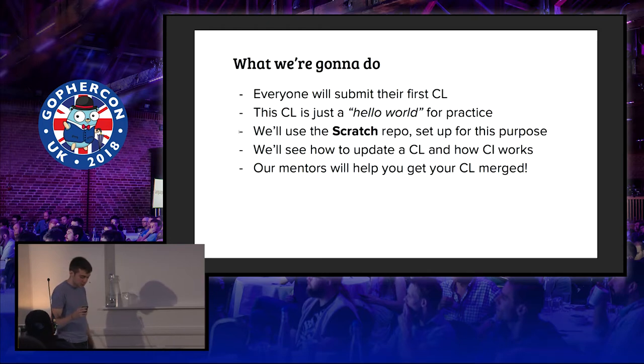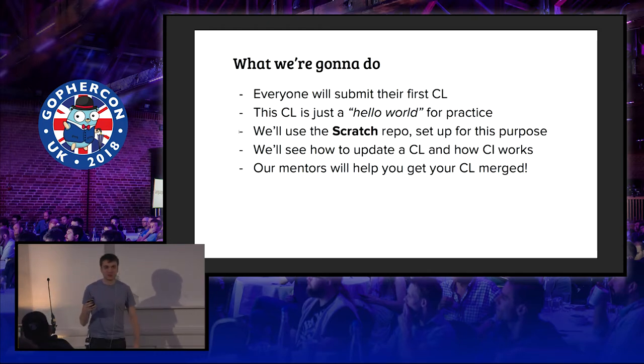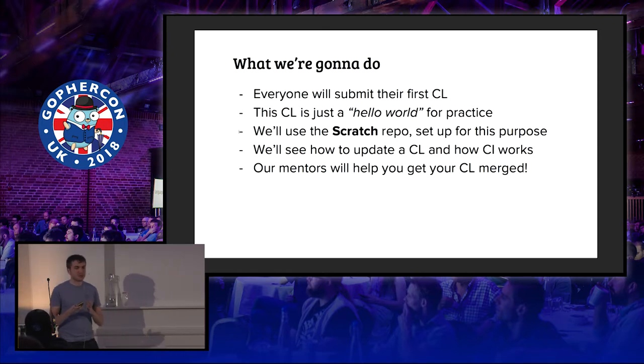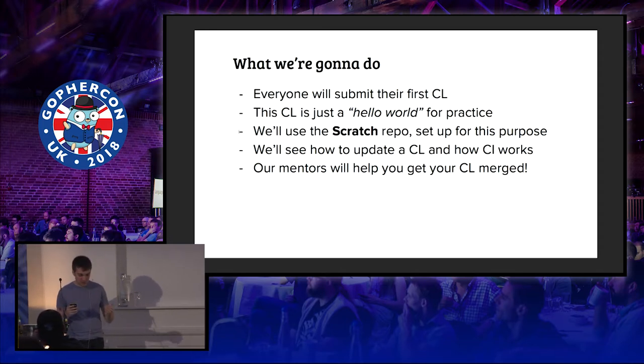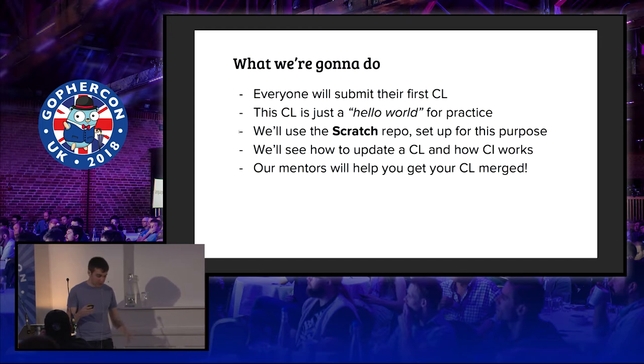So what we're going to do today is everybody's going to submit their first CL, their first pull request, and it's going to be merged, ideally. This CL is only going to be a hello world CL, because obviously we don't want to be coming up with 100 different changes, real changes that people could do. It would take forever. We're going to use a repo called Scratch, which I'm going to describe in a second. And we'll see how to update a CL and how CI works.